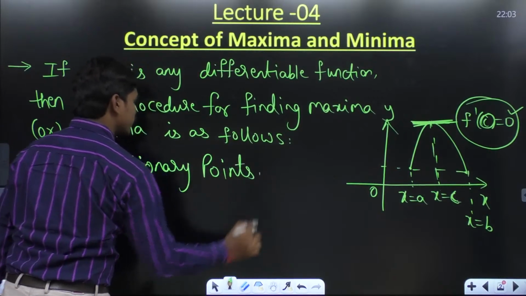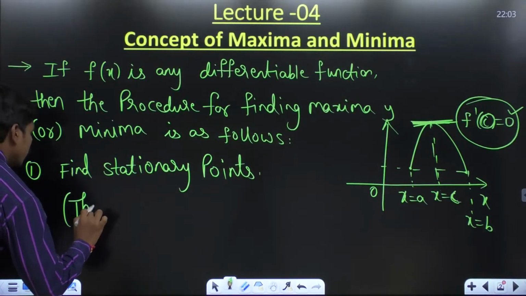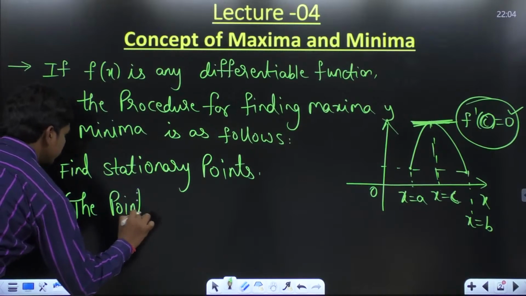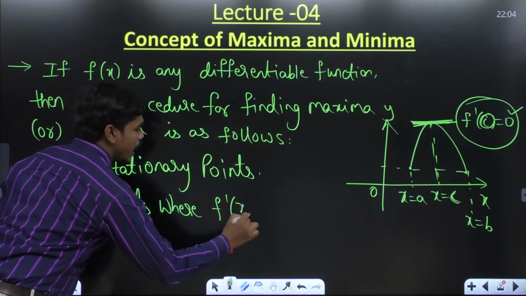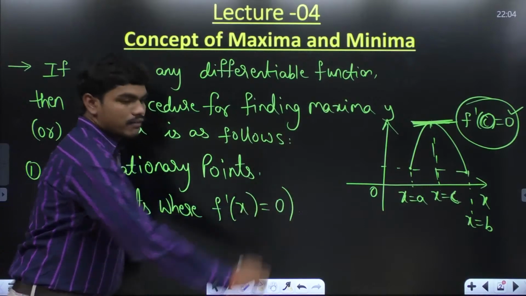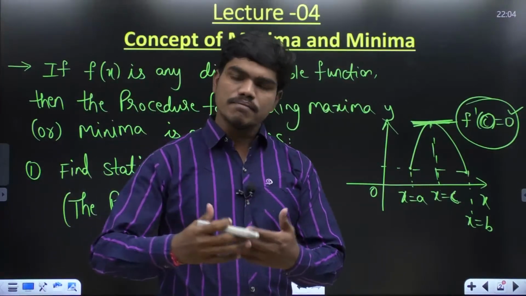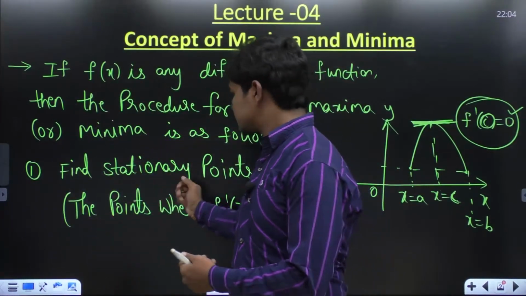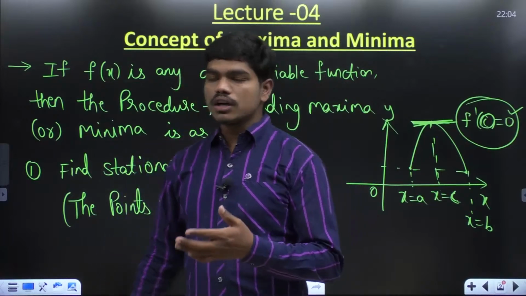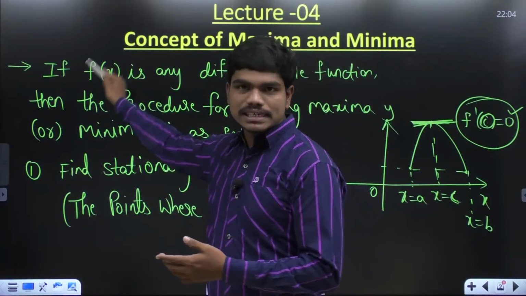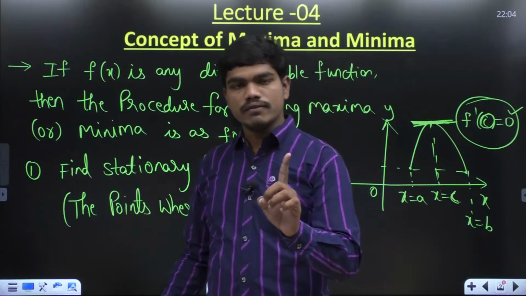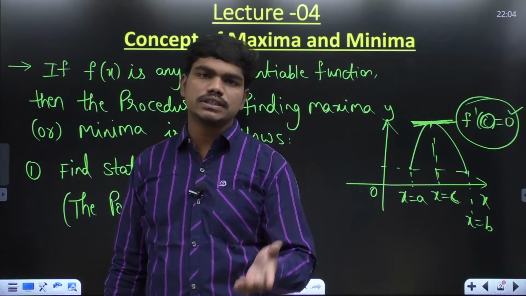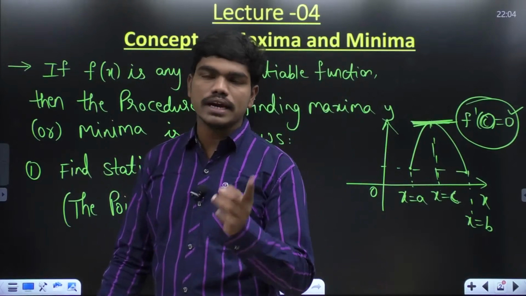Stationary points are the points where f dash of x, the first derivative of the function, is 0. Now, depending upon the given function, you can have many stationary points. Suppose you are dealing with a quadratic function, then if you differentiate it once, you will get a linear function for which there will be only one stationary point. Because if you solve a linear equation in a single variable, you will get only 1 point.